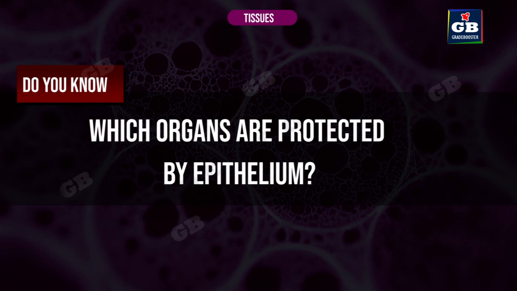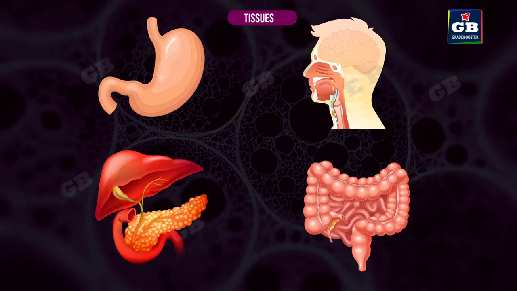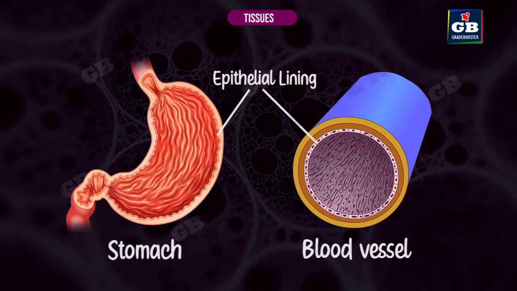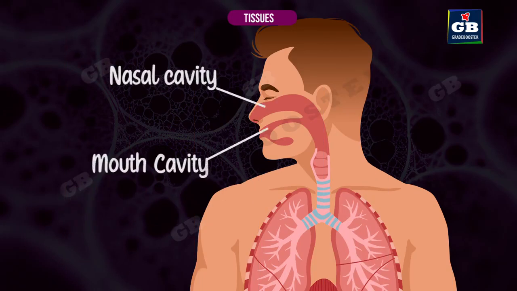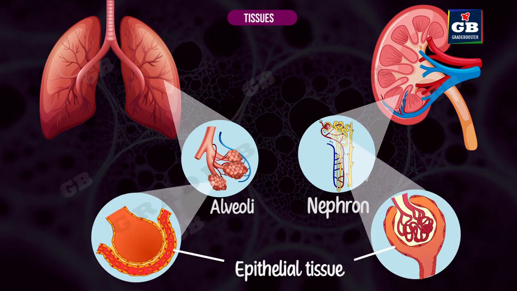Do you know which organs in our body are protected by epithelium? Almost all organs and their inner cavities are covered by epithelium. The outer as well as inner surface of the organs like stomach, blood vessels are covered by epithelium. Cavities like mouth cavity and nasal cavity are also covered or lined by epithelium. The alveoli of lungs and renal tubules of kidneys are made up of epithelial tissue.